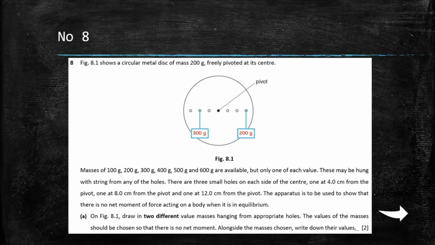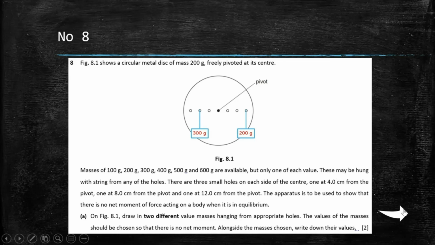The SI unit of moment is Newton meter. Therefore, I will convert each distance from centimeter into meter. The distance of the 300 gram mass from the pivot is 8 centimeter, which will become 0.08 meter, while the distance of the 200 gram mass from the pivot is 12 centimeter, which will become 0.12 meter. Remember, just divide the number in centimeter by 100 to convert it into meter.